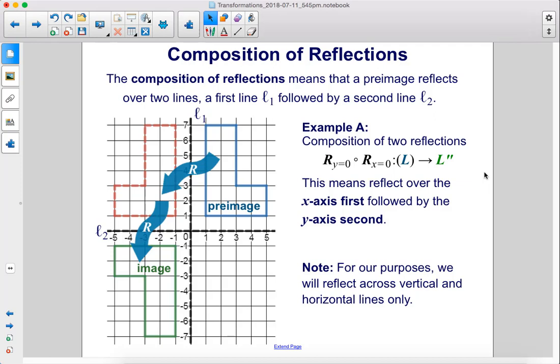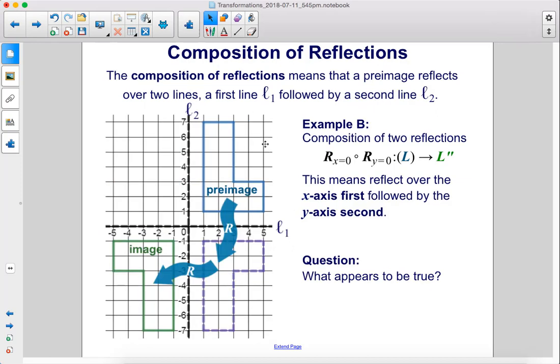The composition of reflections means that a pre-image reflects over two lines, a first line, L1, followed by a second line, L2. For example, here's an example of the composition of two reflections. The pre-image was reflected over the line y equals 0 after it was reflected over the line x equals 0. This means reflect over the x-axis first and followed by the y-axis second. For our purposes, we will reflect across vertical and horizontal lines only.